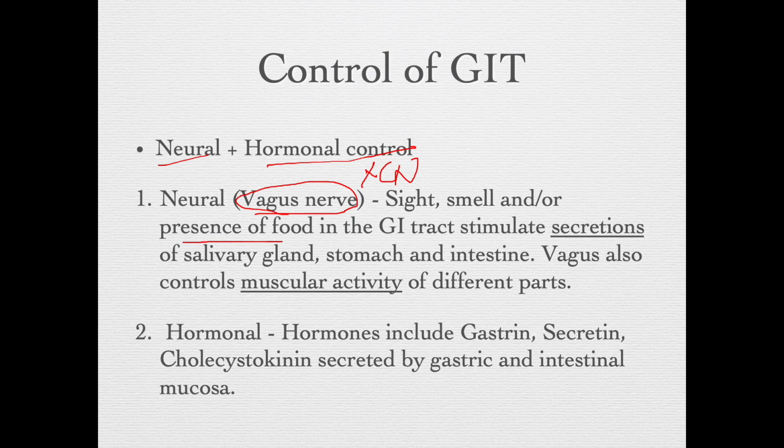The second function of the vagus nerve is that it also controls the muscular activity of the different parts of the GI tract. Coming to the hormonal control, there are certain hormones which are produced by the gastric and the intestinal mucosa. And these include gastrin, secretin, and cholecystokinin. Again, the hormonal control helps in secretion and muscular control of the GI system.